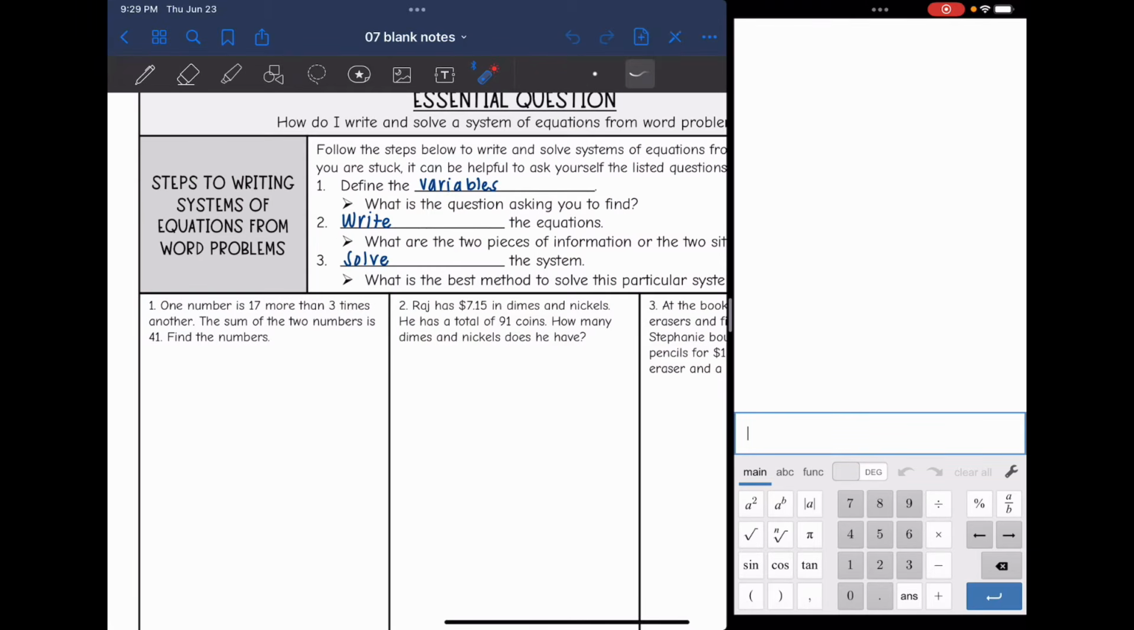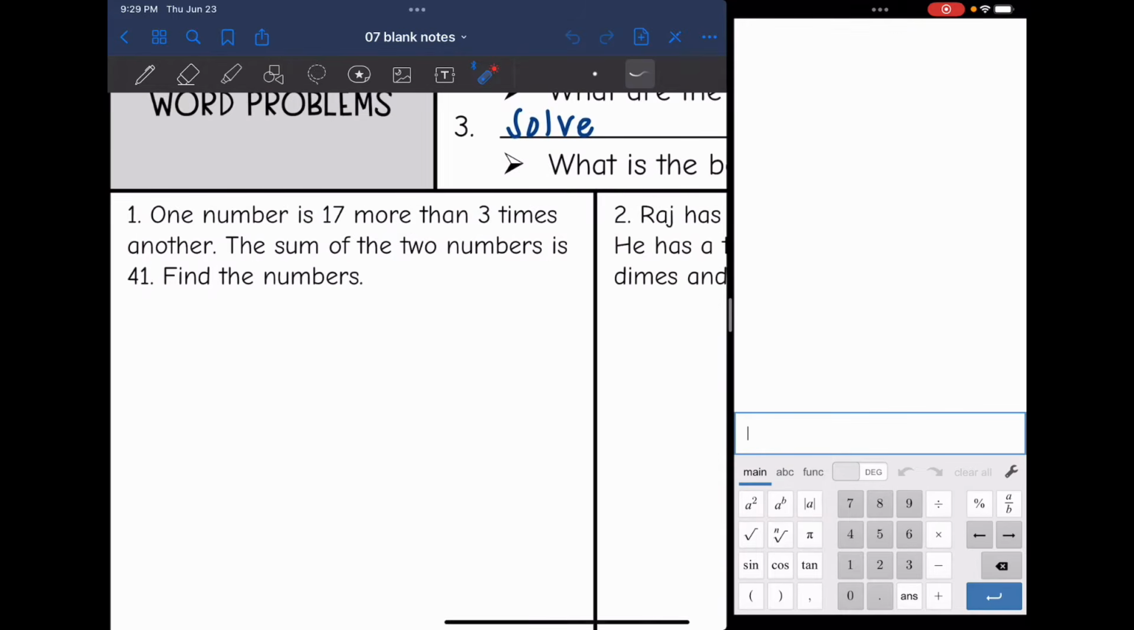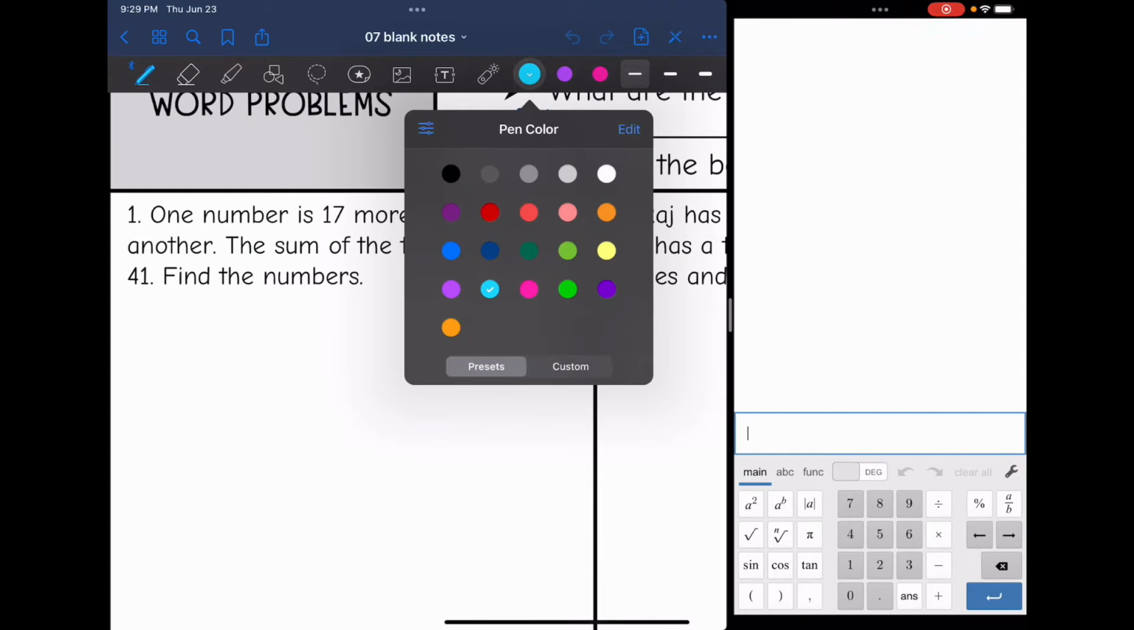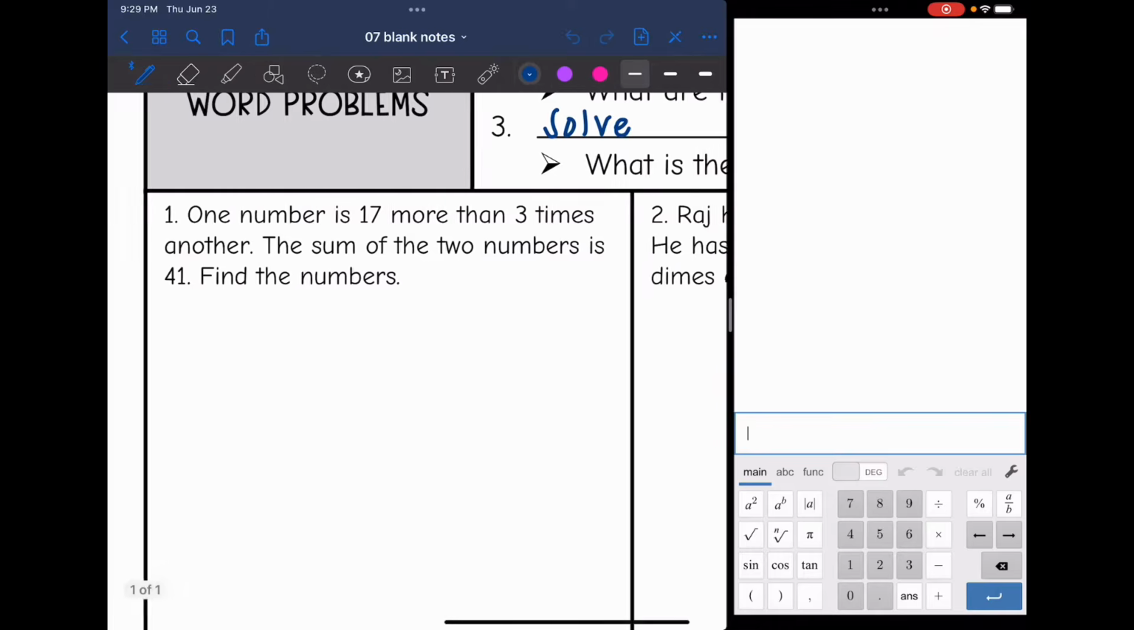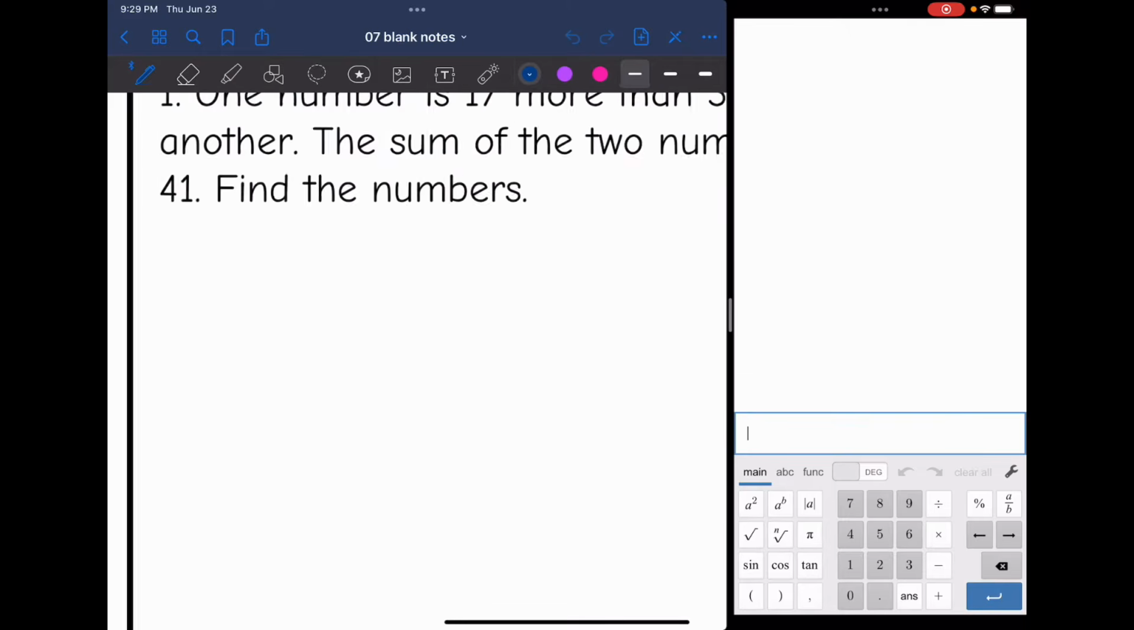So let's look at this first question. Remember, we want to define the variables first. We want to think about what is the question asking us to find. It says one number is 17 more than 3 times another. The sum of the two numbers is 41. Find the numbers. So it's asking us to find two numbers here. So I'm going to let x be the first number, and y will be the second number.